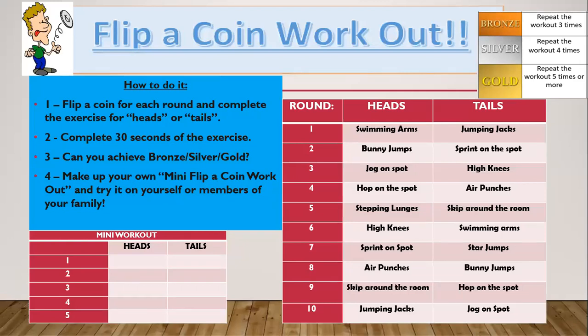The next thing is an activity they can do in pairs. They can do it as a group if you don't have enough coins; you just clean them down at the moment and pass them on. So it's really easy. Have this up on the screen, or give them their own worksheets so they can keep a record of what they're doing. Basically, they flip a coin for each round and complete whatever it lands on. So if it's round 1, heads, they'll do their swimming arm action. If it's tails, they do jumping jacks. Round 2, heads would be bunny jumps. Tails would be sprint on the spot. And they do that for 30 seconds.